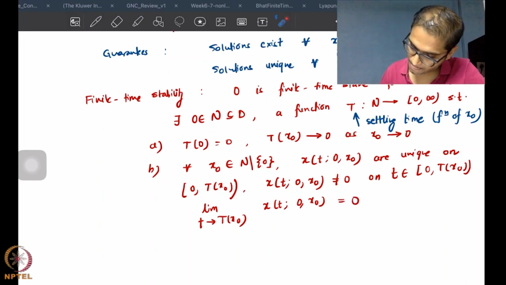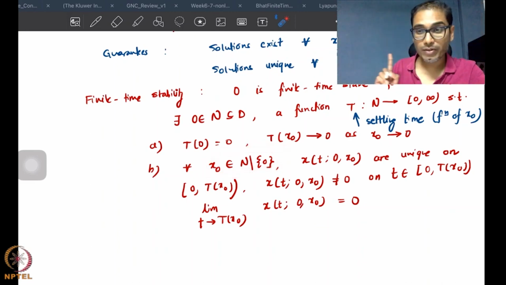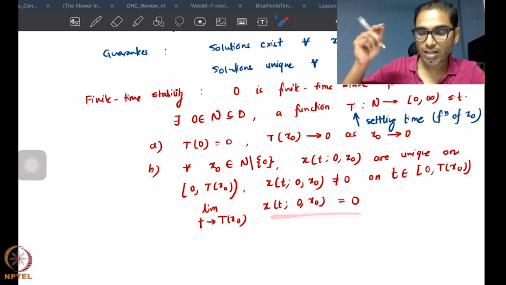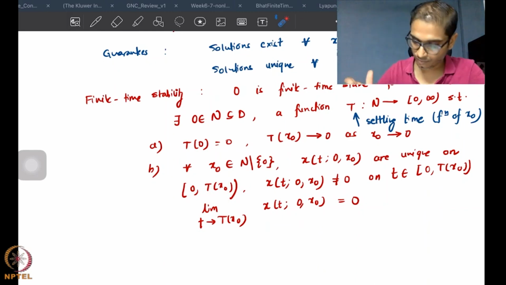What does this statement mean? The statement means that if you have initial conditions which are not at the origin, because we do not have uniqueness from the origin, then these are the solutions. Solutions depend on the initial time, which is 0, and initial condition, which is x0. So if the solutions are unique on [0, T(x0)), open on the T(x0) side obviously, and they're never 0 here, but as time goes exactly to T(x0), then the solution actually goes precisely to 0.